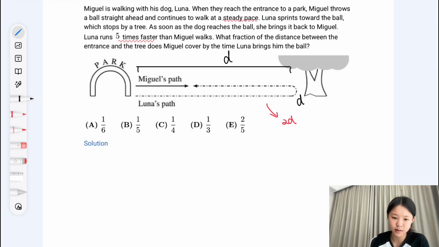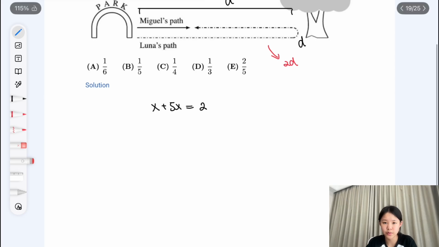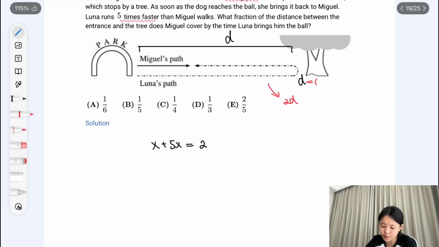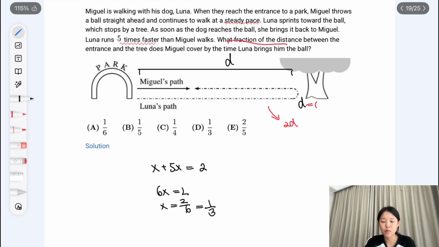And so we can write this out like this. x plus 5x equals 2. And here we actually remove this variable because there is no requirement for it. If we just take away this variable and assume d equals 1, it'll make calculating a lot easier, since we only need to find what fraction, right? So we don't need to find the real distance as a number. So that comes down to 6x equals 2, and x equals 2 over 6 equals 1 over 3. And so we know that Miguel walked a third of the distance to the tree.